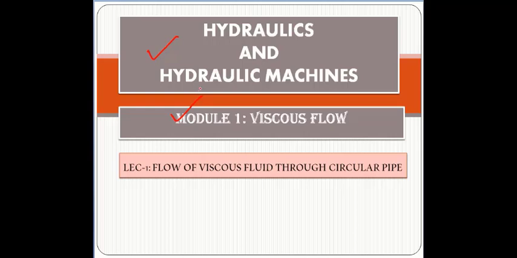We will discuss the previous year question papers of AS2 as per the new syllabus and also the Polytechnic question papers in a systematic manner. In this part we will be discussing the flow of viscous fluid through a circular pipe. So let us begin.